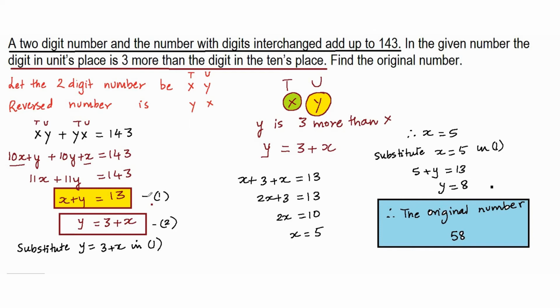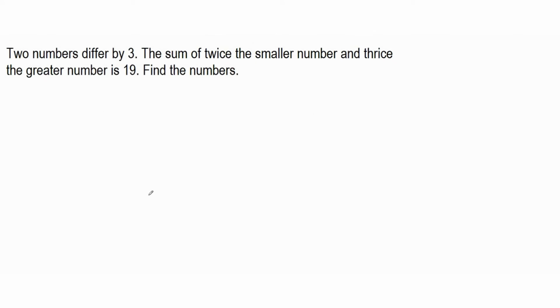Okay, moving on. Two numbers differ by 3. The sum of twice the smaller number and thrice the greater number is 19. Find the numbers.